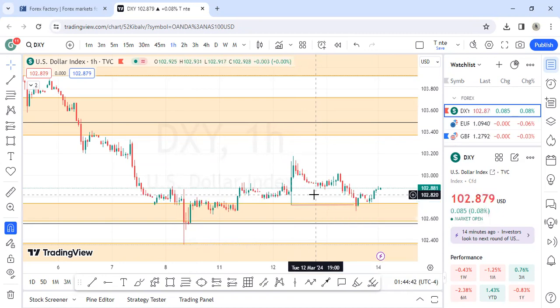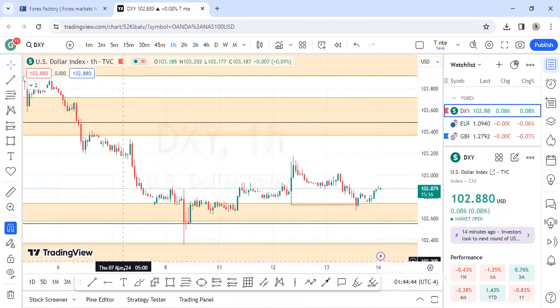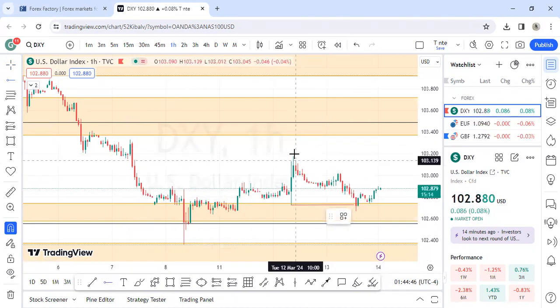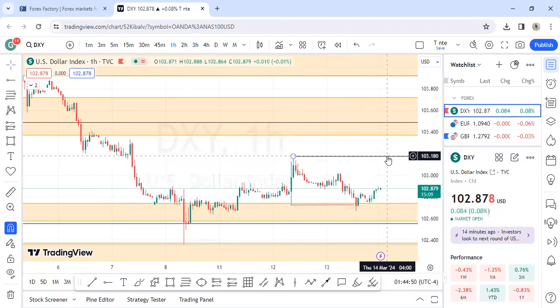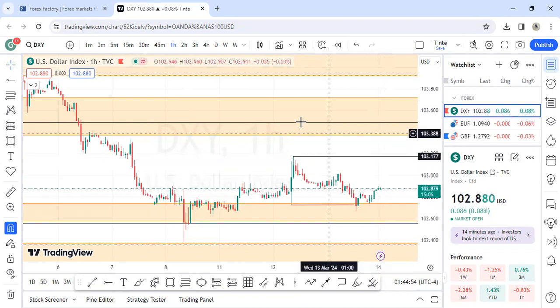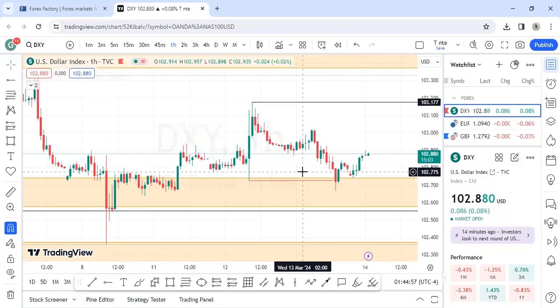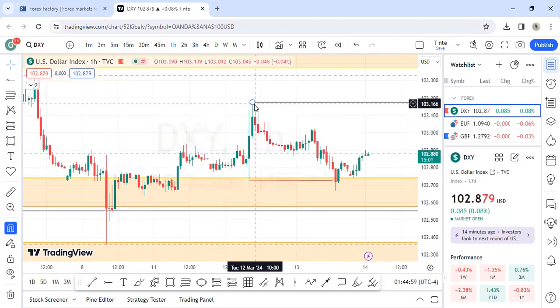This inducement level here, and price is likely going for this 1 hour market structure high. So we might likely see a bullish structure to this high, right? Market might likely go long to this since the market was bullish. So there's a possibility on the lower time frame that price might want to trade for this high.